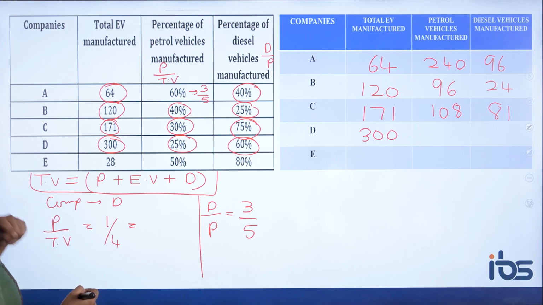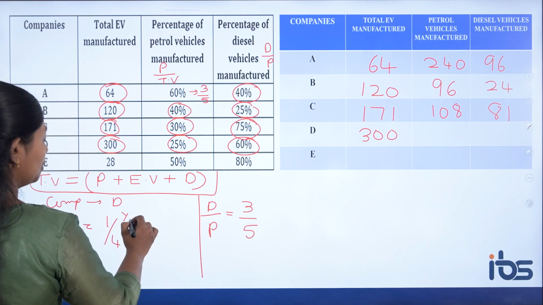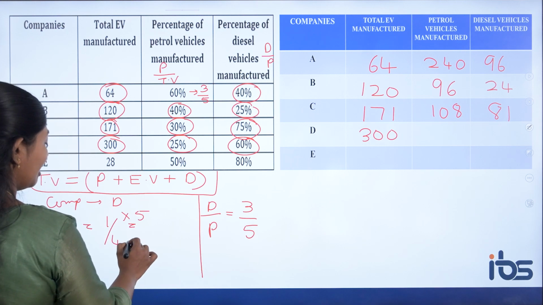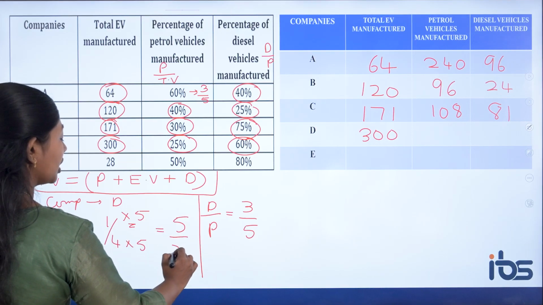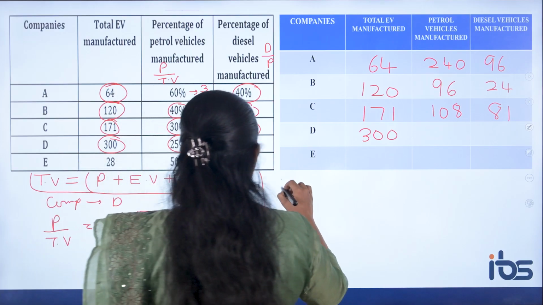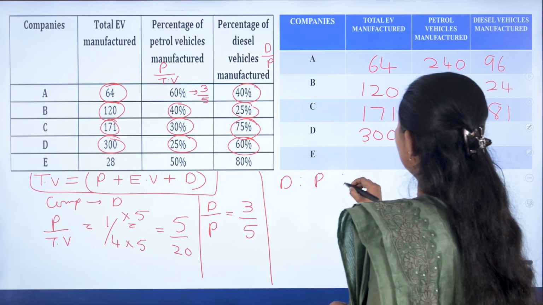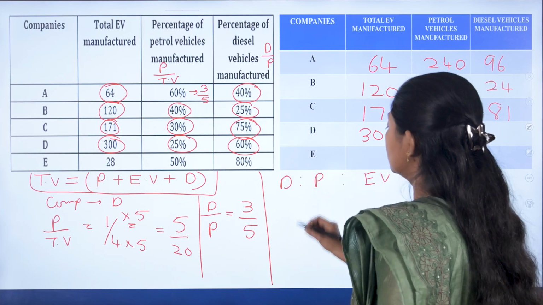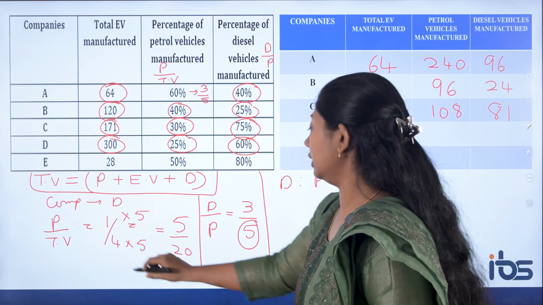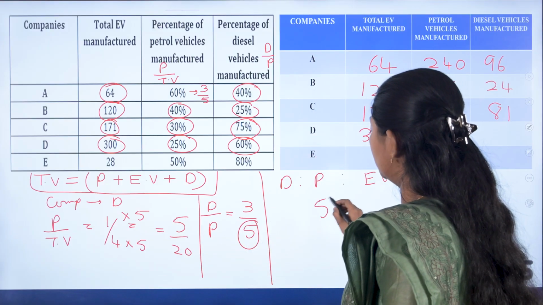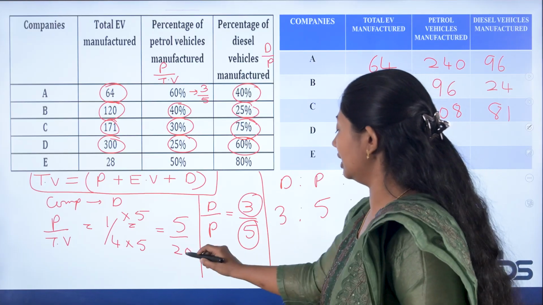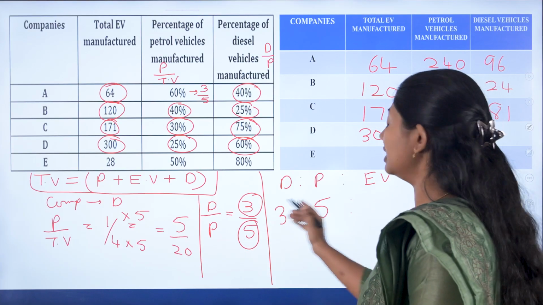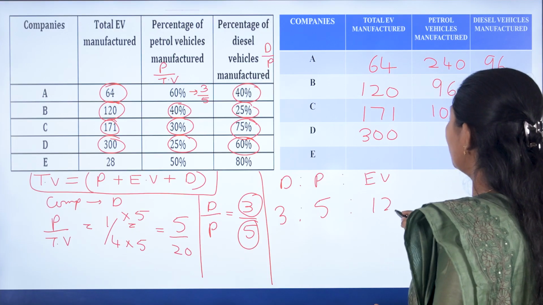So here petrol is 1 unit, petrol is 5 units. In order to balance, just multiply by 5 for the numerator and denominator. So you are going to get 5/20. Now if you write down the ratio, diesel is to petrol is to EV. So how much is petrol? Here you have 5 units, here also 5 units. Now what is the diesel? Diesel is 3 units, total is 20. So 20 minus 8, that is 12 units EV.